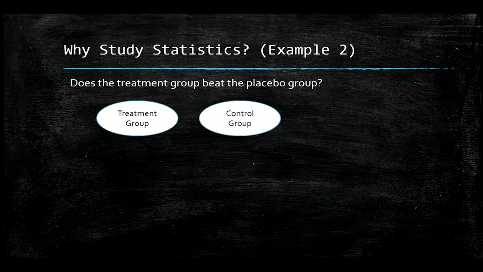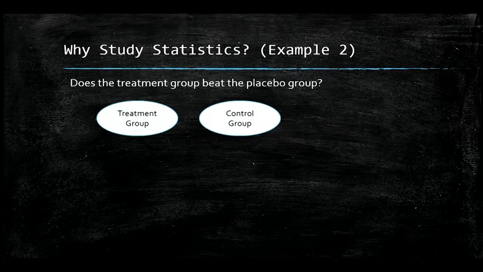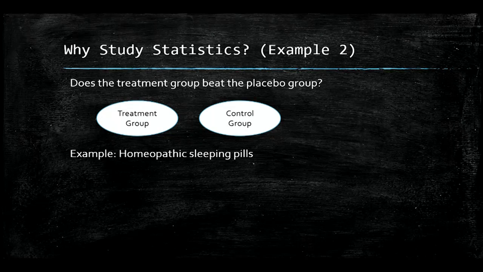So if it's a blind study, that means the subjects won't know which one they get. If it's a double-blind study, then the researcher or the tester who's testing them also doesn't know which group they're in. It's good for eliminating bias. So what we do is we talk about that, and then I'm going to show you an example of something that maybe won't pass a double-blind study.